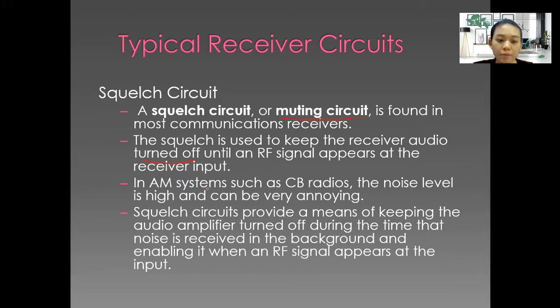Okay, in the AM system, usually used for CB radio, the noise level is high and can be very annoying. The squelch circuit provides a means of keeping the audio amplifier turned off during the time that noise is received. So when we are receiving noise that we don't want from the background, we can mute it. It also enables the audio again when the RF signal appears at the input, so the wanted signal will appear.